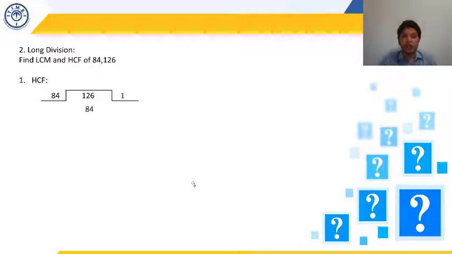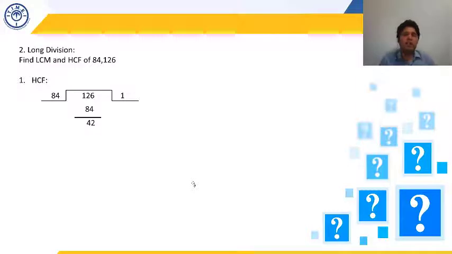84 ones are 84. The remainder comes out to be 42. Now whatever the remainder is, it will become the divisor for the next division. First let's get an idea of what is divisor and what is dividend. Divisor is the quantity by which we divide something. So 84 here is the divisor in this case. And what is dividend? Dividend is something which is being divided. So we are dividing 126, so it is the dividend. What is quotient? Quotient is the answer which comes out after division. 1 here is the quotient. What is remainder? Whatever is left out from the dividend is called the remainder.